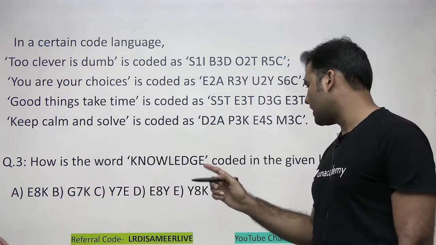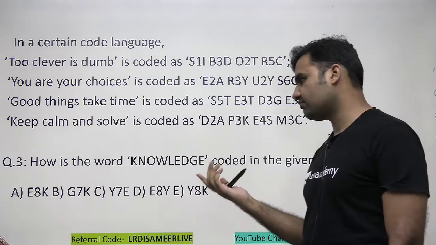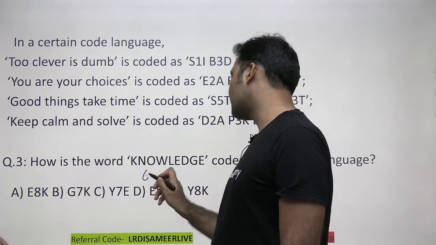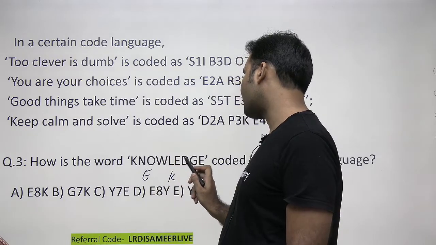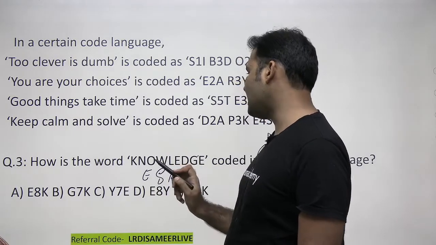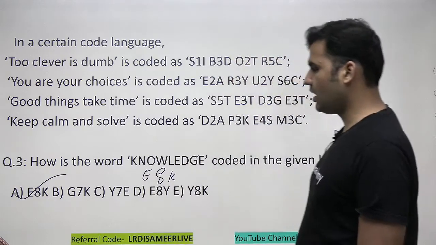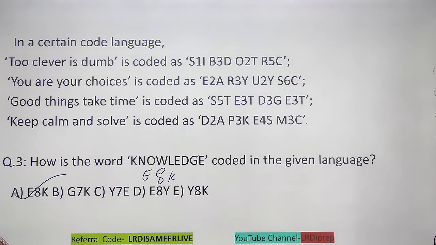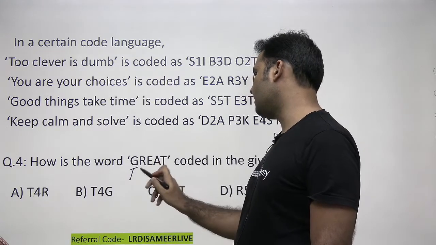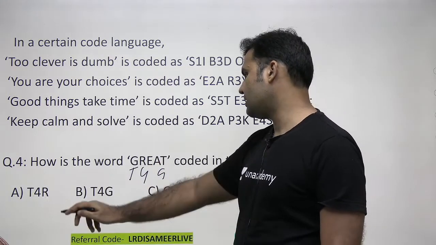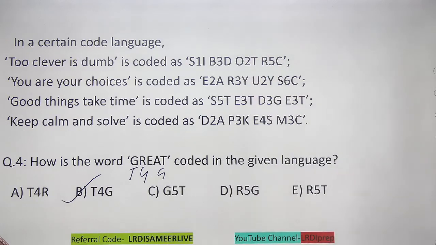How is the word knowledge coded in the given language? Again, very simple. E will be the first, K will be the last. Number of letters are 1, 2, 3, 4, 5, 6, 7, 8, 9. It would be E8K. Option A would be the correct answer of the question. How is the word great coded? Again, nothing. TG4. Right? B is the correct answer.